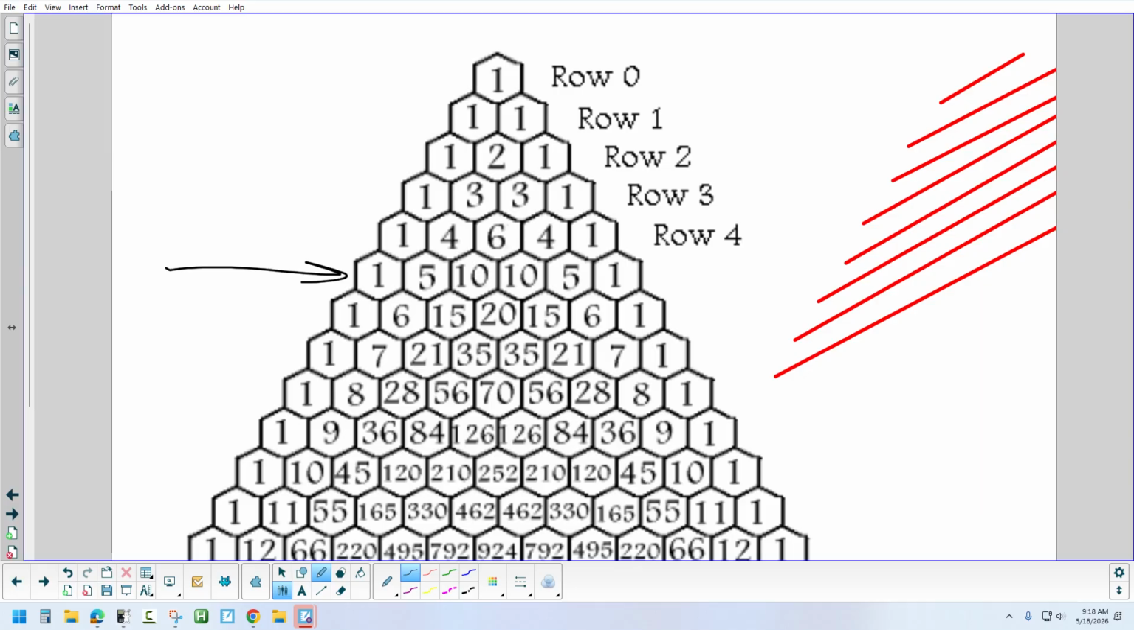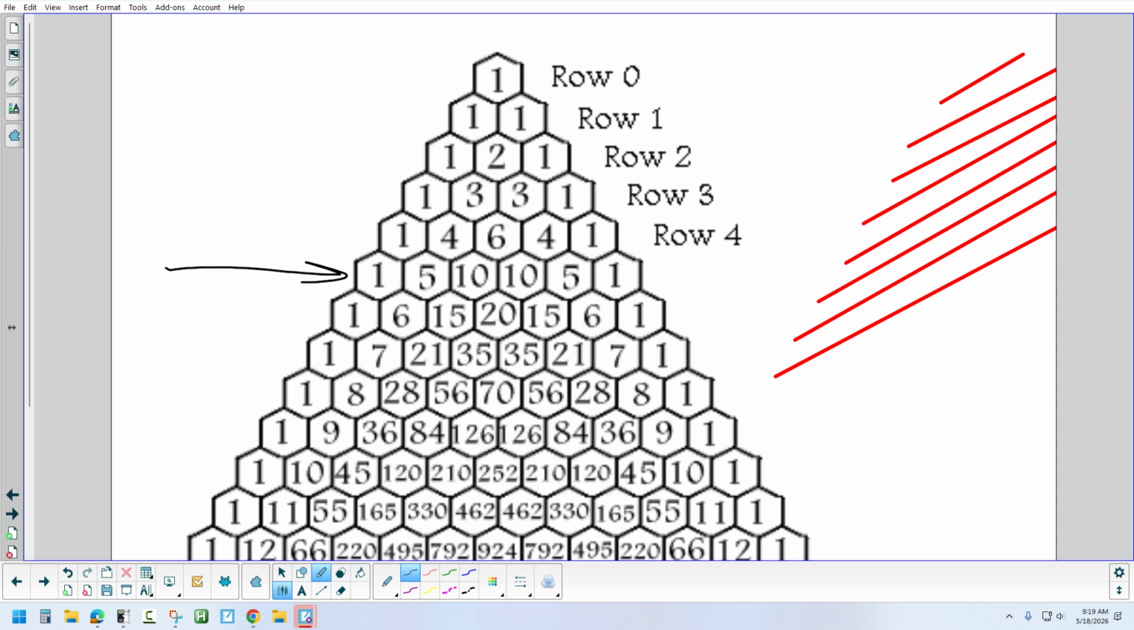What do you notice about the numbers that are in between the ones? There's a special connection there to the row number. It's the same as the row number? Well, they're not all 5s, because we have 5s and 10s in that row. Yes, they're multiples of the row number. They're all multiples of that row number, 5s and 10s.